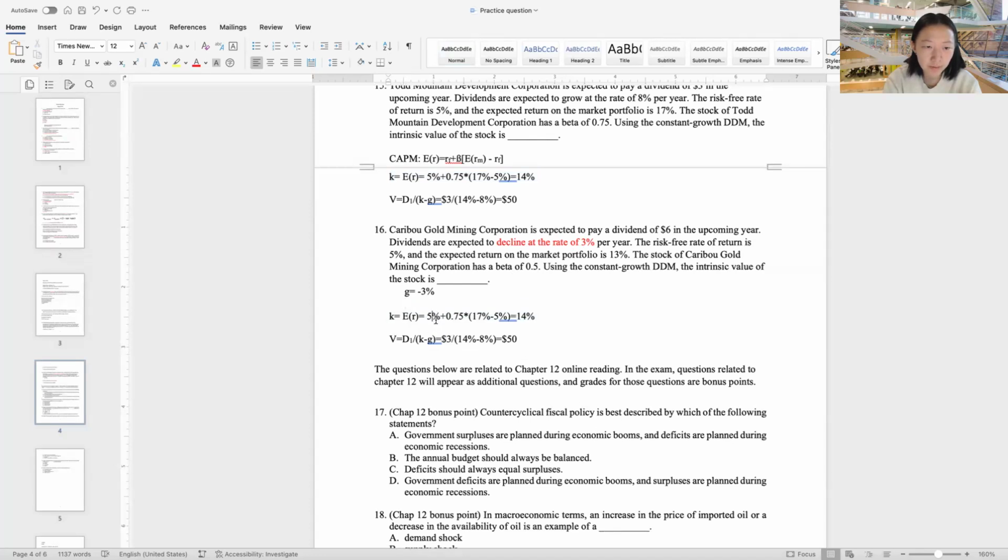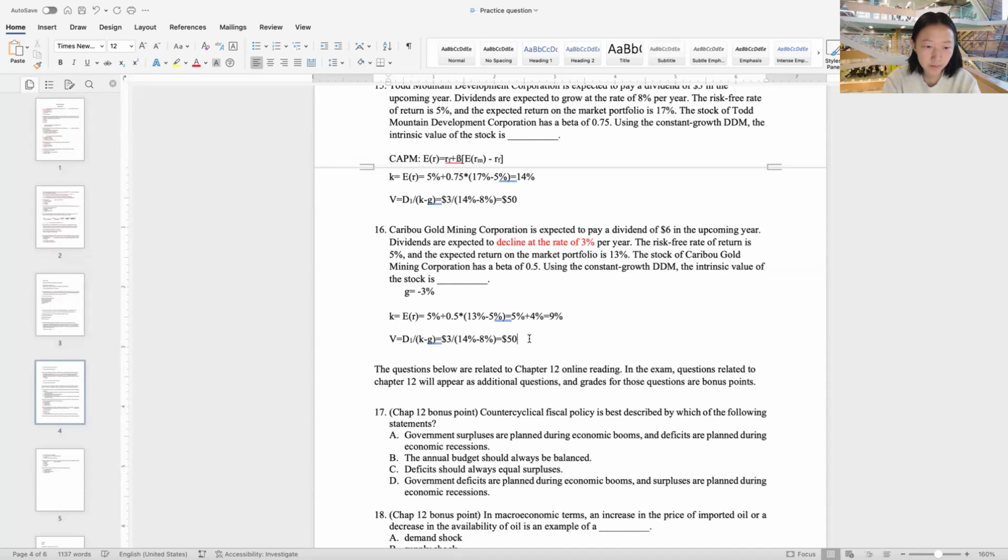The risk-free rate is 5%, I don't need to change that. Beta is 0.5. And then market portfolio 13% minus 5%. So 5% plus 13 minus 5, that is 8%, times 0.5, and that is 4, equals 9%.